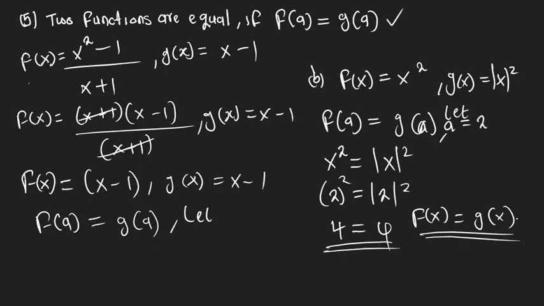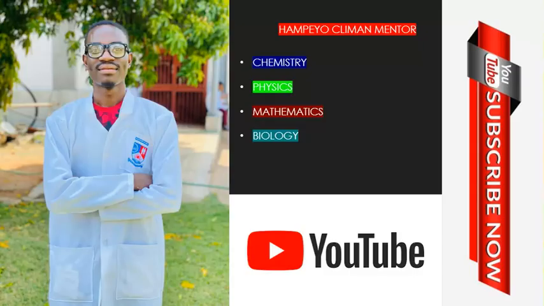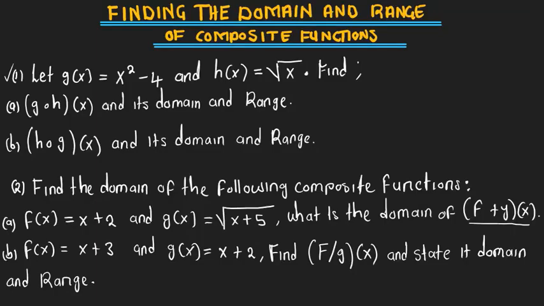If I let my a equal, let's say, a set point value 2, then 2 minus 1 equals 2 minus 1, and I'm going to get a 1 equal to a 1. This proves that f input of a is equal to g input of a for this particular equation. Henceforth, this equation is equal. The first equation wasn't equal, the other equations were very much equal. This is just how you solve these particular equations.